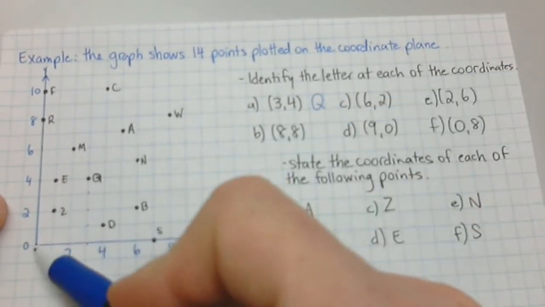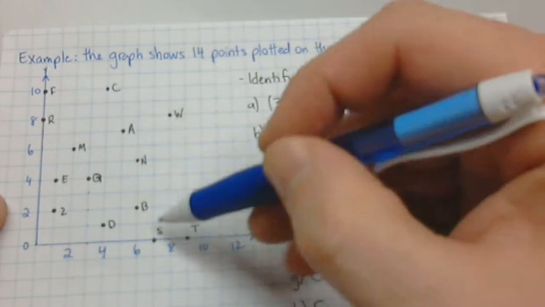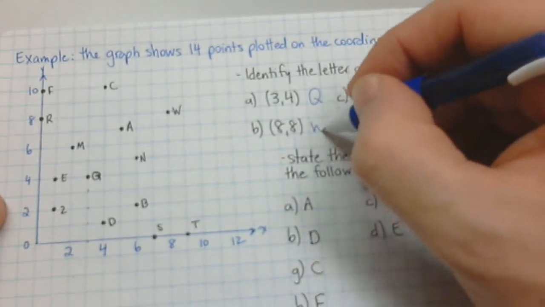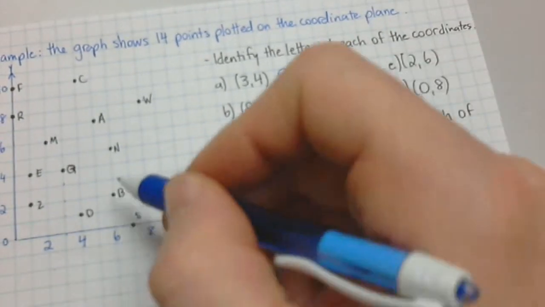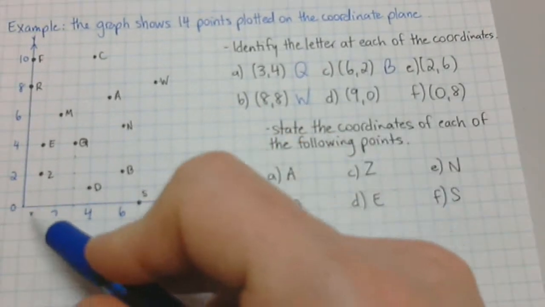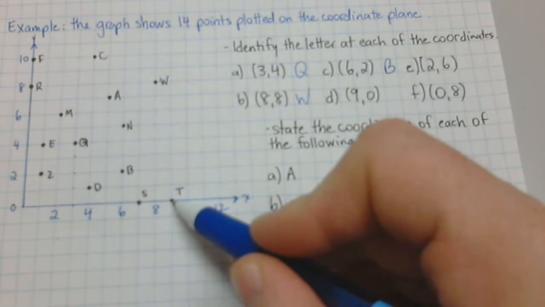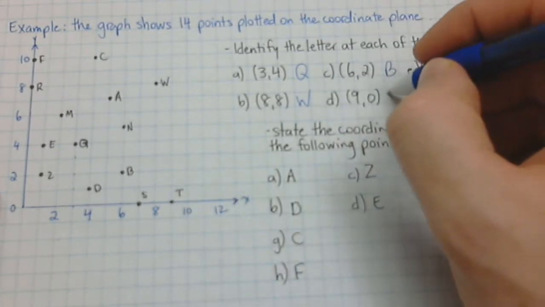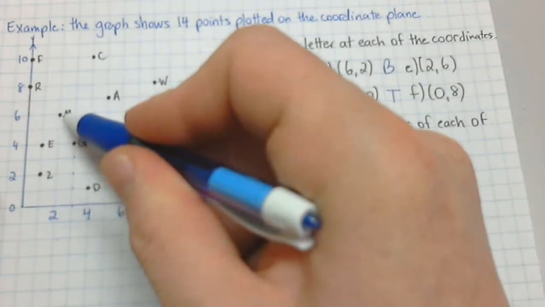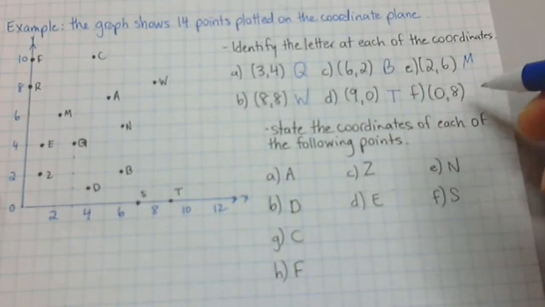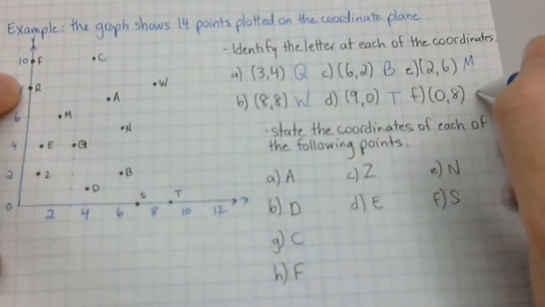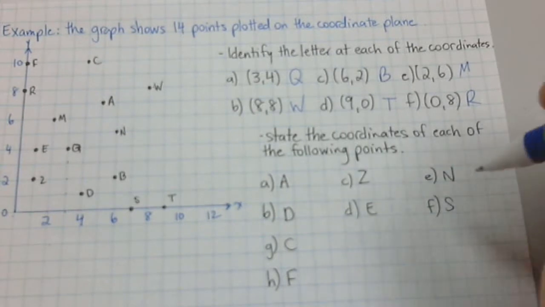We go 8, 8, which is 2, 4, 6, 8 to the right, 2, 4, 6, 8 up, which brings us to point W. 6, 2: 6 to the right, 2 up is B. 9, 0: go 9 to the right and then up none. That brings us to point T. 2, 6: go 2 to the right and then 6 up, brings us to M. And then 0, 8. We don't go over to the right any, but we do go up 8. That brings us to point R.